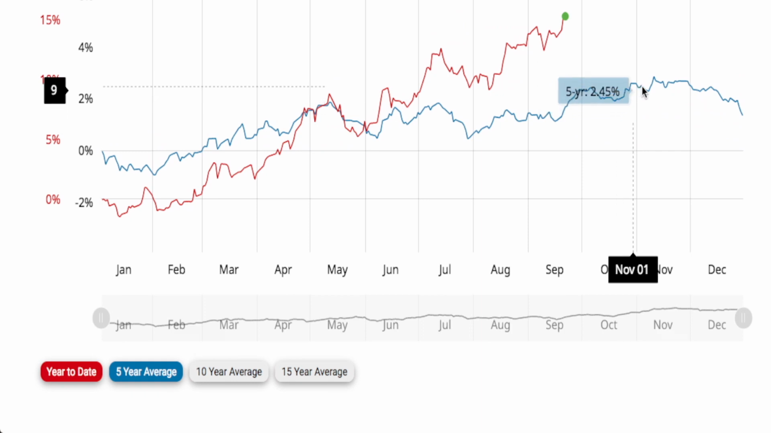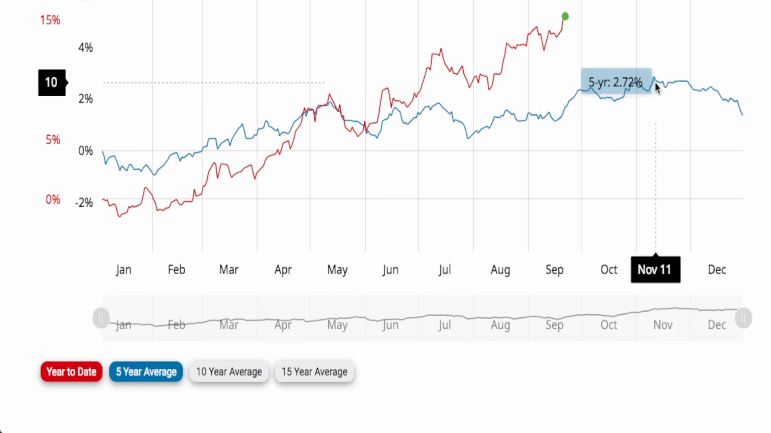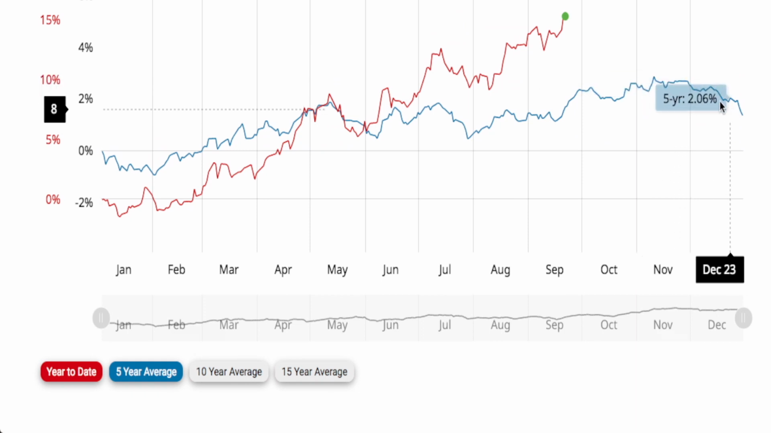October 19 gets a leg higher, and then we hit a peak somewhere around November 11th, and this one looks like it kind of stalls here and goes down.